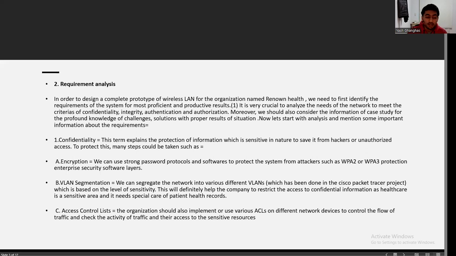To do that, they need encryption, like strong password protocols and software to protect the system. They can also use security like WPA2 or WPA3 protection, and some hardware requirements too for the encryption. The second thing they can do is LAN segmentation, so they can segregate the network into different LANs to monitor the traffic easily, and even if one LAN is compromised, they can work through the other ones. They can also tackle other situations with access control lists, controlling access and dividing authorized people according to their different roles.